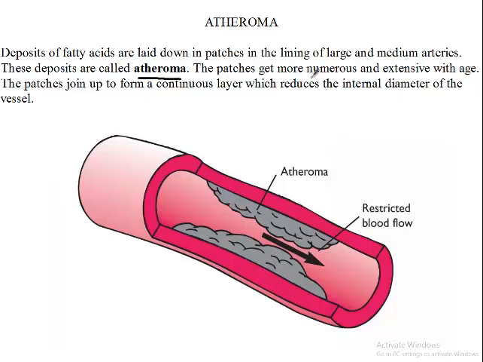The patches get more numerous and extensive with age. So gradually, they are just building up. From birth, they start building up bit by bit. So gradually, the atheromas build up. Now, these patches will form a continuous layer which will reduce the inner diameter of the vessel. So here, naturally, it's supposed to be hollow, but with time, these atheromas will build up along the walls, reducing the diameter.